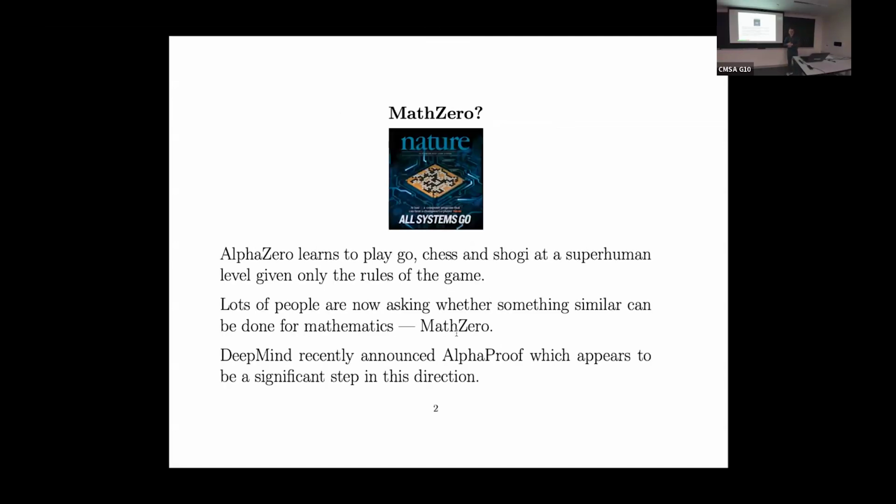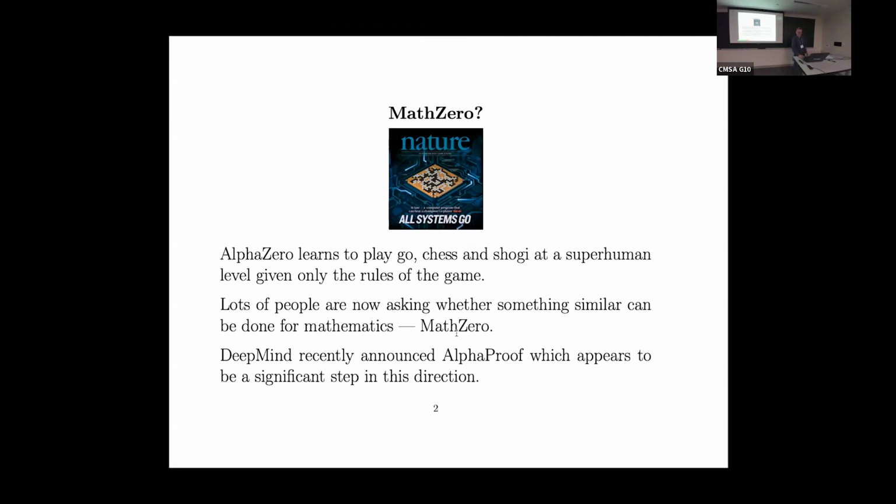Okay, so you're all familiar with Math Zero. When I saw this, it was obvious to me to ask whether it would be possible to do for mathematics what was done for chess, Go, and shogi. Many people are interested in this question, and DeepMind recently announced AlphaProof, which is certainly an effort in this direction.